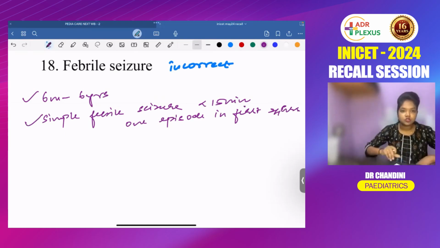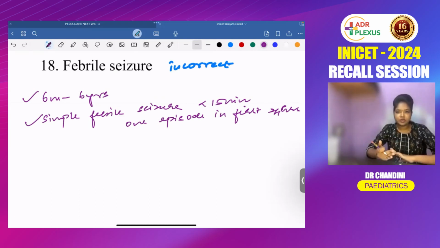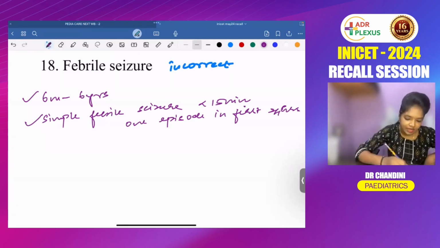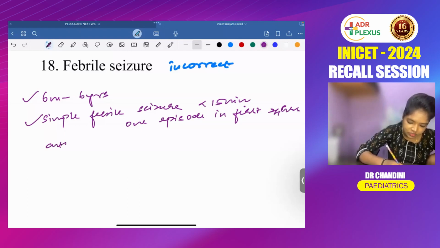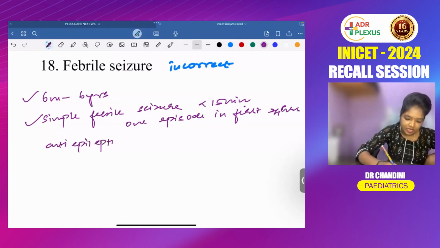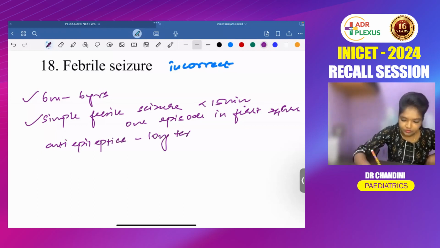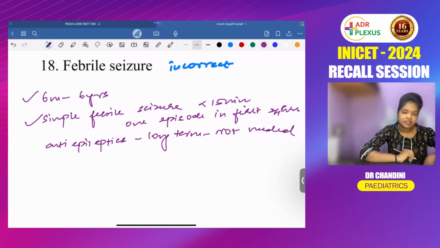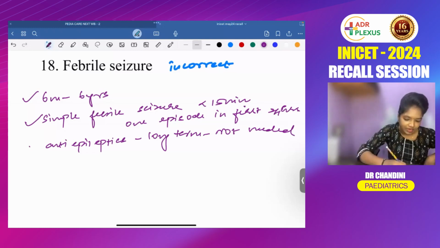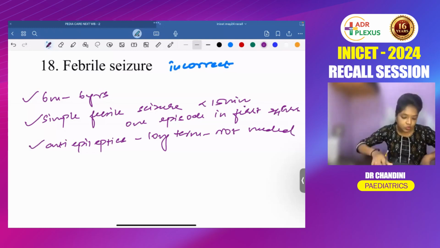Yes, that is also true. So less than 15 minutes is simple febrile seizure. If the duration is more than 15 minutes or if it is other than GTCS, you call it as complex febrile seizure. And anti-epileptics long-term not needed. Yes, that is also a true statement. Okay. Long-term not needed. Because here we will give only intermittent prophylaxis and not continuous long-term prophylaxis. So all these three are true statements.